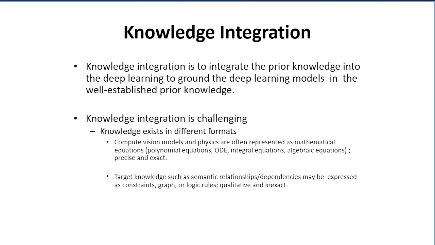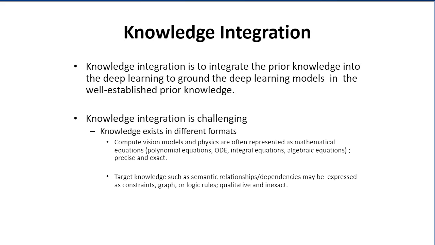This kind of representation of the computer vision models and theories is precise and exact. On the other hand, the target knowledge that we are interested in using, such as the semantic relationships and dependencies among the target variables, may be expressed as constraints, graphs, or even logical rules. This kind of knowledge tends to be qualitative and inexact. So our method for integrating knowledge into the deep model must be able to handle both types of representation, exact and qualitative.